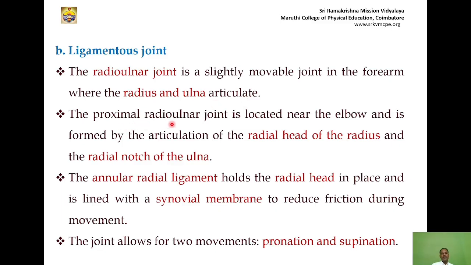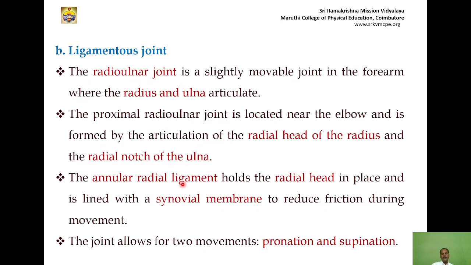The proximal radio-ulnar joint is located near the elbow and is formed by the articulation of the radial head of the radius and the radial notch of the ulna. So the radial head of the radius and the radial notch of the ulna join together. That joint is called the radio-ulnar joint.